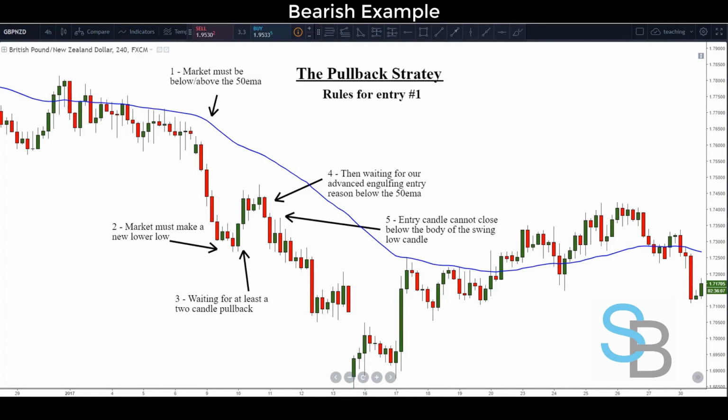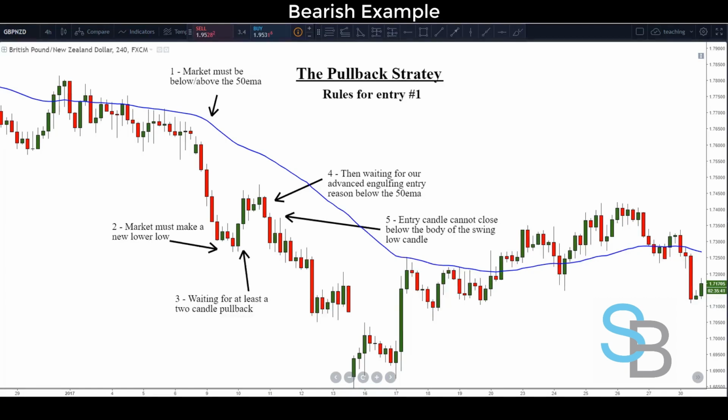Now, the pullback strategy is a trend continuation strategy that consists of two separate entries. In the beginning of this video, we're going to be taking a look at only one of those, which is entry number one. Entry number one of the pullback strategy is meant to capture a highly volatile market with small pullbacks in anticipation for trend continuation.